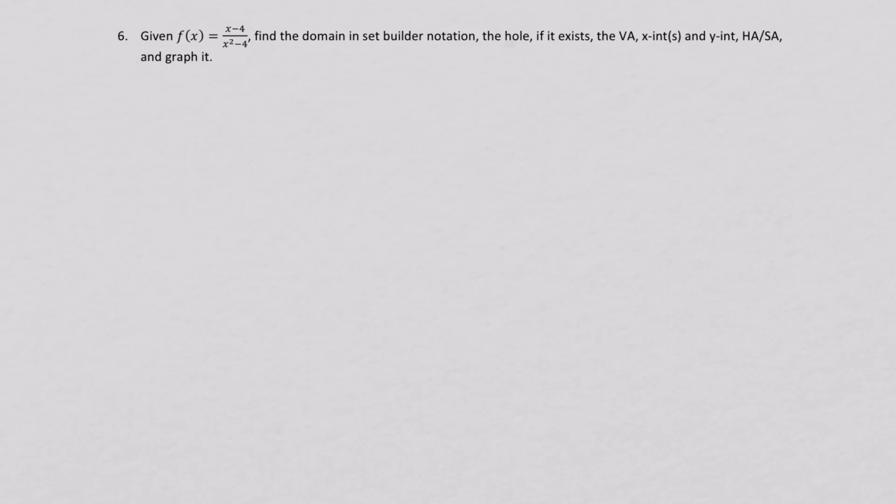Okay, number 6. Given f of x equals x minus 4 over x squared minus 4, find the domain in set builder notation. Set builder notation just basically means set notation. That's what we called it in class. Set builder notation, set notation, same thing. Also find, if they exist, the vertical asymptote, x-intercepts and y-intercepts, and horizontal asymptote or slant asymptote if there are any, and then graph it. So everything we can find about this graph, and then finally graph it.